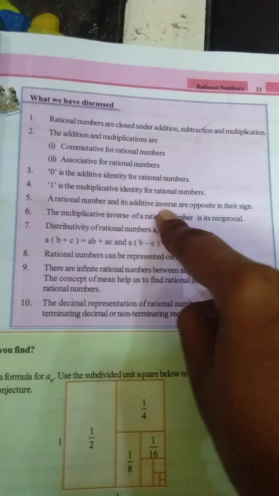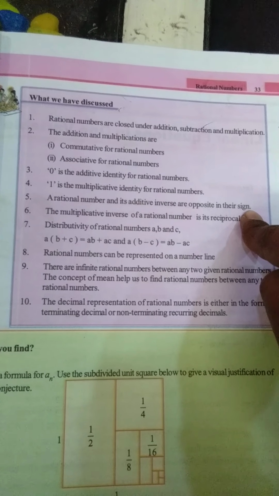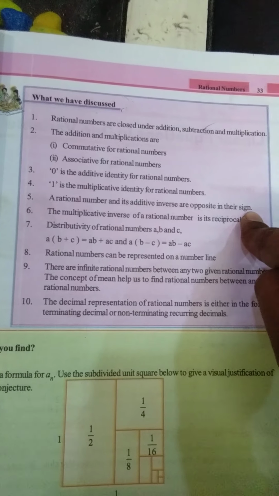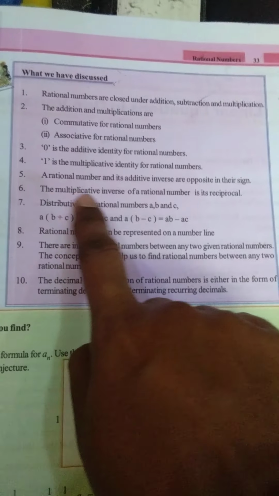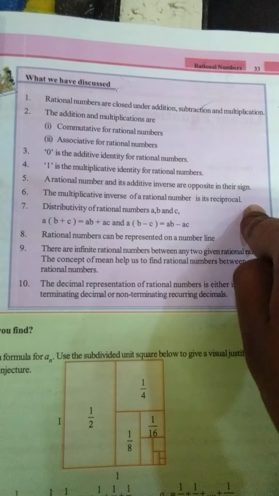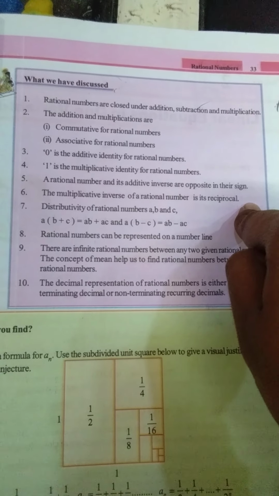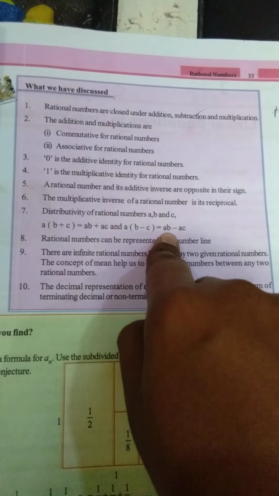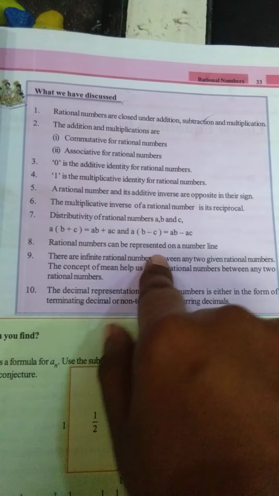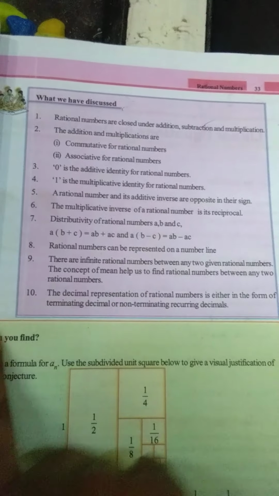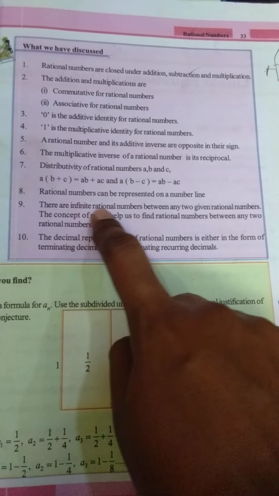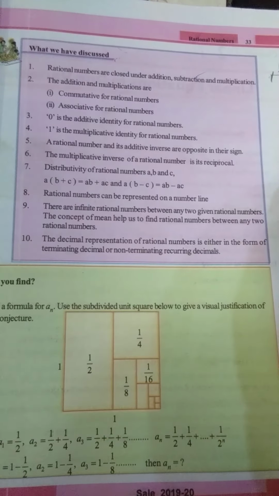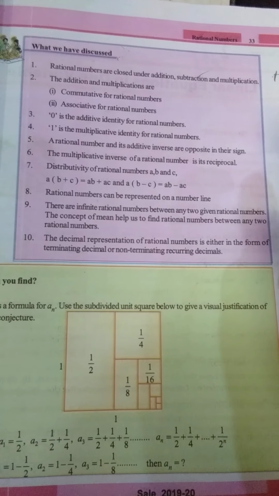A rational number and its additive inverse are opposite in their signs. Additive inverse means you get the negative numbers, so both are opposite in sign. The multiplicative inverse of a rational number is its reciprocal. Next, the distributive property of rational numbers. Rational numbers can be represented on a number line. There are infinite rational numbers between any two given rational numbers, which can be found with the help of the mean method.